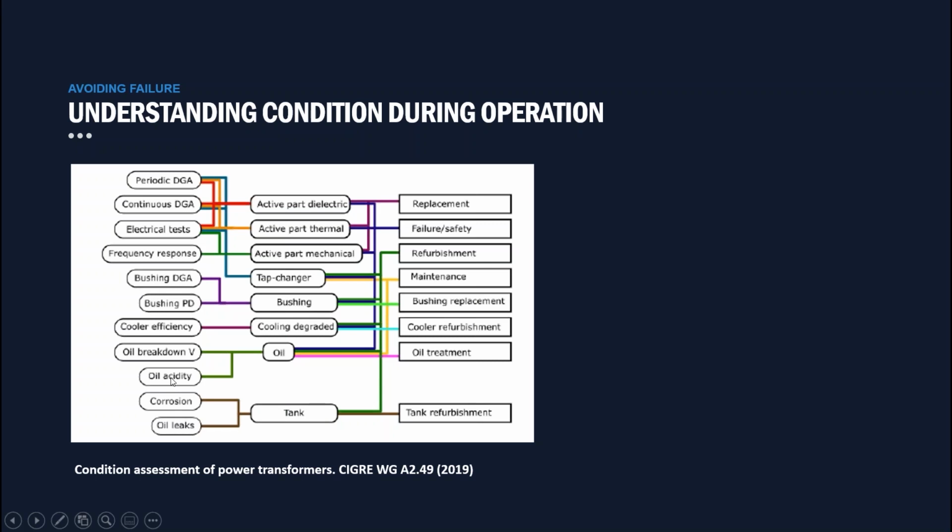Oil acidity. So the oil is an electrical insulator. It also preserves the paper insulation, which is also an electrical insulator. High levels of acid can develop for a number of reasons, including aging of the oil and breakdown of the paper by heating.